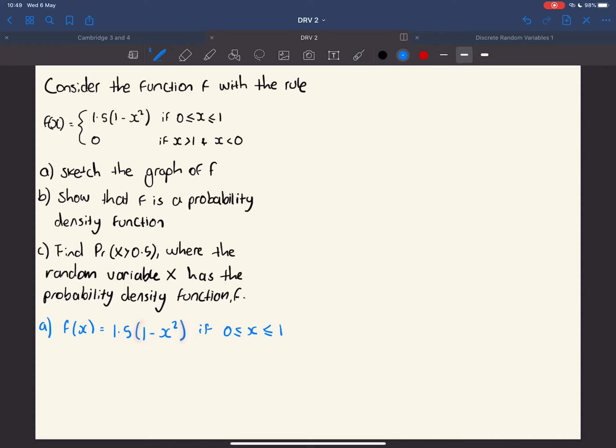But we got some nasty brackets here. I'm just going to get rid of the brackets, and we're going to put the highest term, which is the x squared term, at the start. We'll expand by multiplying out using the distributive law. So 1.5 times 1 will be 1.5. And 1.5 times negative x squared will be negative 1.5 x squared. So negative 1.5 x squared, add 1.5.